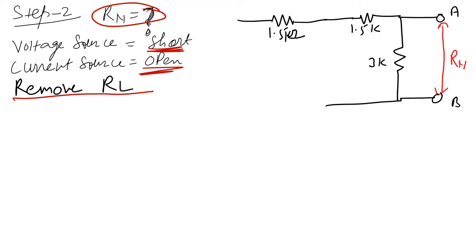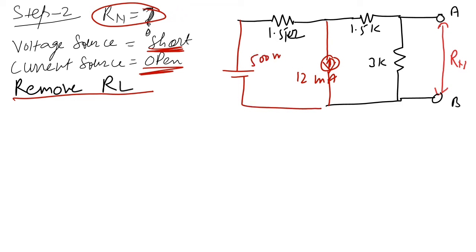Here is the position of the current source. It is coming down, the current is coming down. So this is the current source, and it is 12 milliampere, and here there is a voltage source, and the voltage source is 500 millivolt. So in this circuit, first you have to remove RL.